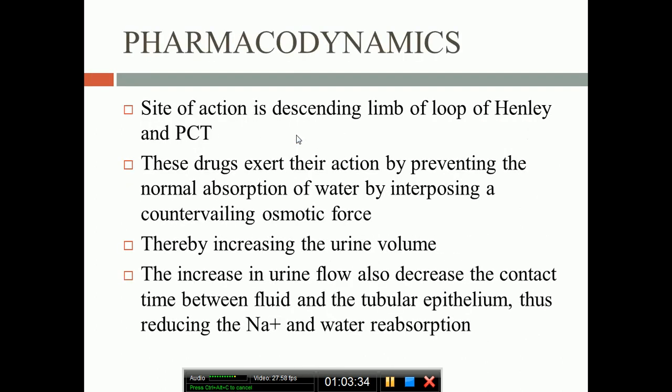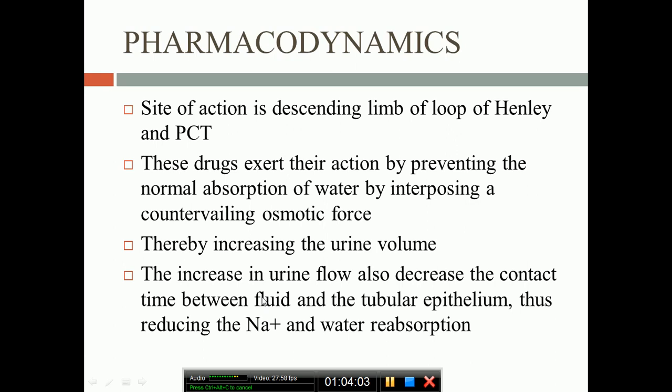So what does it mean? Their action is by preventing the normal absorption of water by interposing. So simply, these block the normal reabsorption of water by interposing a countervailing osmotic force, like opposite to that reabsorption. Interposing means implying. So thereby these increase the urine volume.